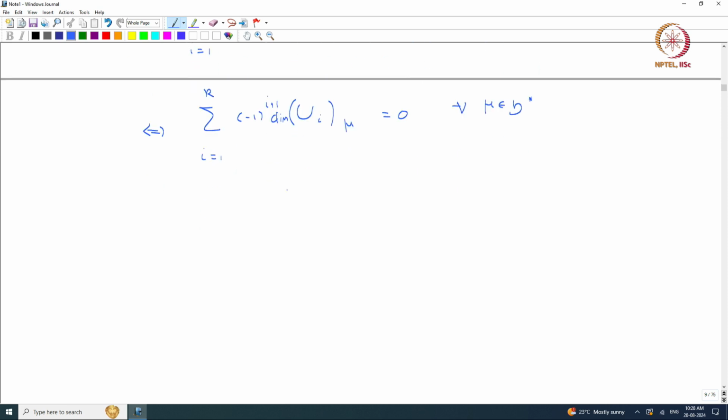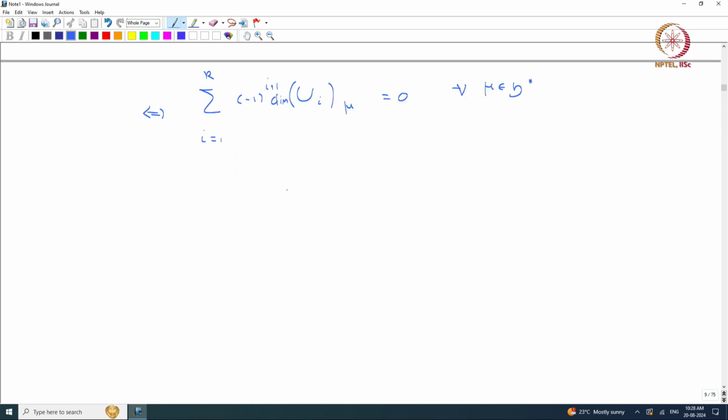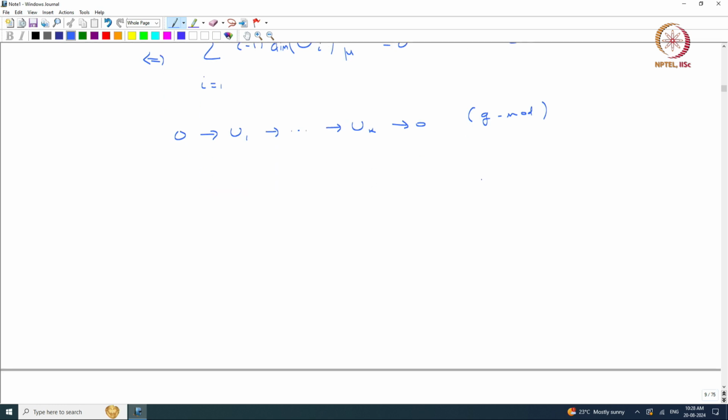Okay. But now, if you think about it, this is what happens here. If you take this long exact sequence of G modules, then of course this is also a long exact sequence of H modules. Then in particular, I can look at the mu weight spaces. So, it is easy to prove that even at the mu weight space level, we have this long exact sequence.